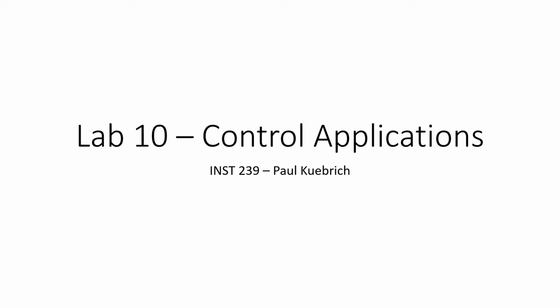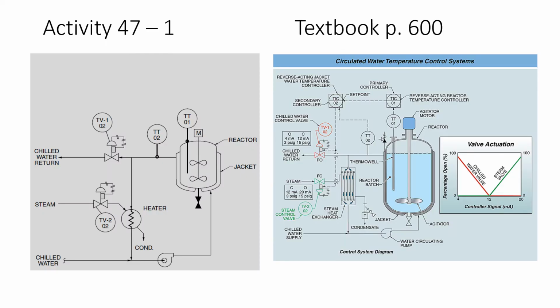All right, welcome to Lab 10 for INST 239 PID control applications. In this lab, we are going to be working on two activities out of the workbook. First one up is activity 47.1. 47.1 ties together the last two labs that we did. It puts a cascade control loop in with a split range controller.